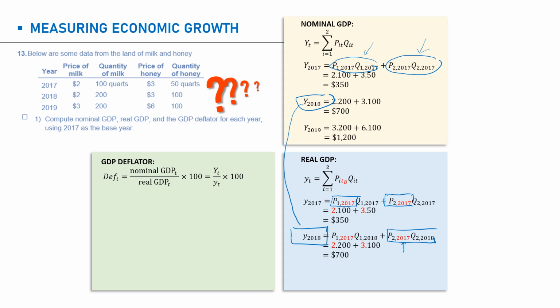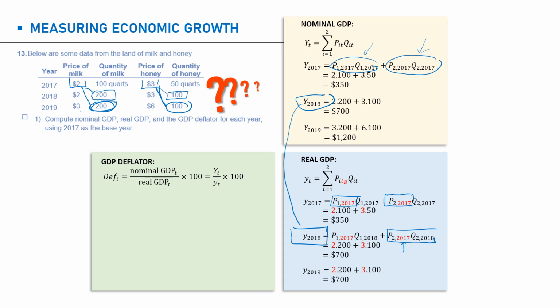So take a look at this. In order to find the real GDP in 2018, we'll multiply the quantity with this market price, and this quantity with this market price. Fortunately, the price of the two goods in the two years here are the same. As for the real GDP in 2019, the valuation is 200 multiplied again with 2, not with 3, and here 100 multiplied with 3, not with 6.